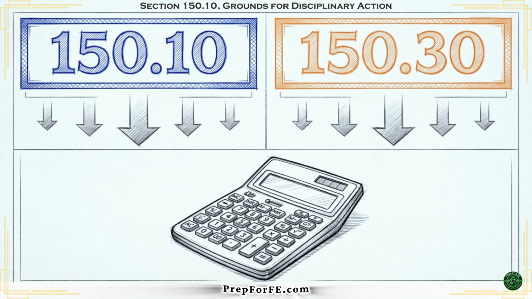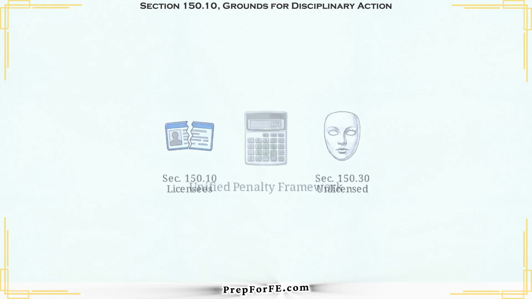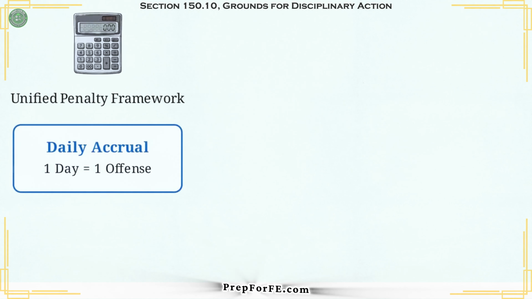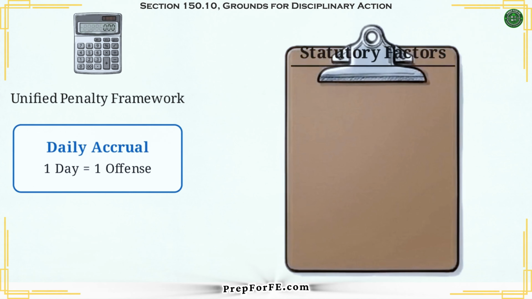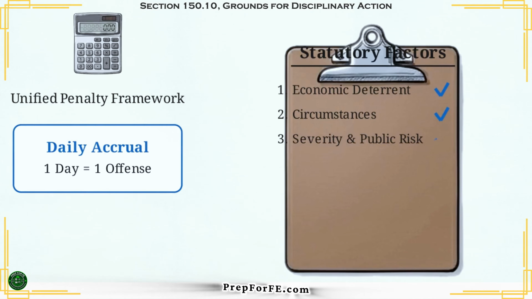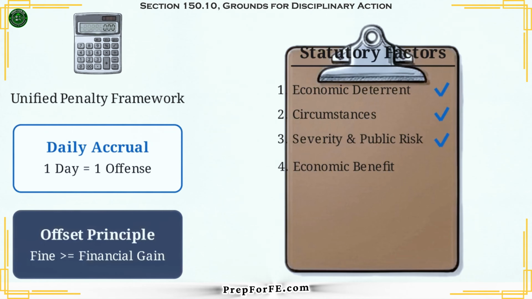While the grounds for discipline differ, the board uses a singular framework to calculate financial penalties for both groups. When assessing a fine, the board applies the same 6-factor heuristic, regardless of whether the violator is an insider or outsider. First, it applies a compounding rule. Each day a violation continues is a separate offense. The board evaluates if the fine is a substantial economic deterrent and considers the circumstances leading to the violation. Factors 3 and 4 address the severity of the violation, specifically public risk, and economic benefits gained.